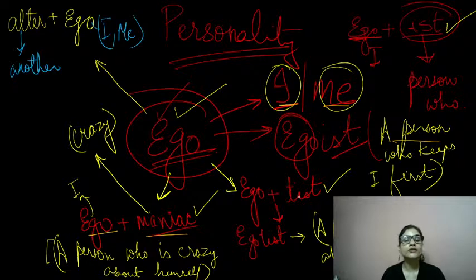Similarly, we talked about ego plus tist: a person who always boasts about himself. The one who always boasts about himself will be an egotist.